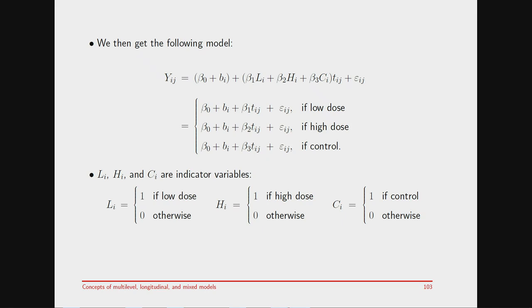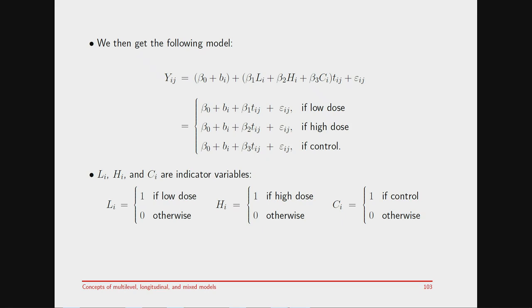and of course, what would be really of interest to us is testing whether beta 1, beta 2, and beta 3 would all be equal to each other, because if they're equal to each other, it would mean that the treatment does not affect how these animals evolve over time, how the growth is over time.